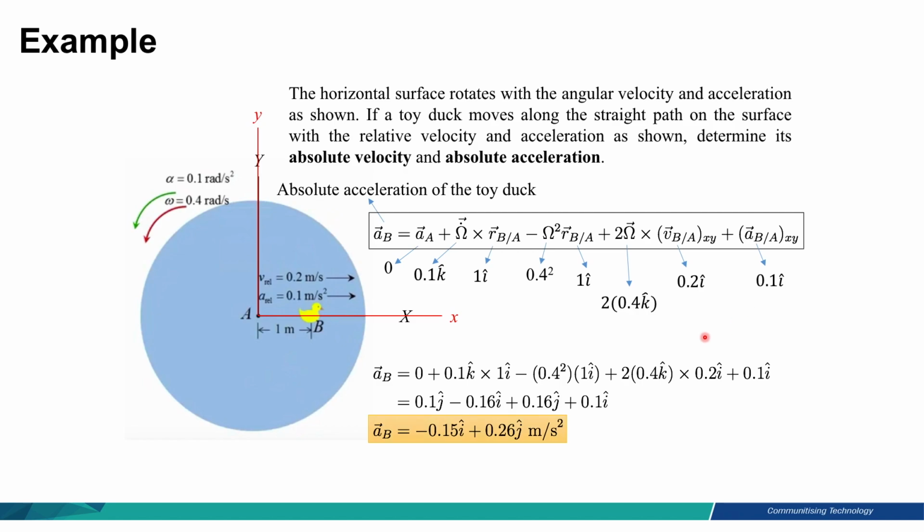So when we write this equation together, we get 0 plus 0.1k cross 1i minus 0.4 squared times 1i plus 2 times 0.4k cross 0.2i plus 0.1i. And in the end, we will get a B is equal to minus 0.15i plus 0.26j meter per second squared. This is the absolute acceleration of the toy duck.